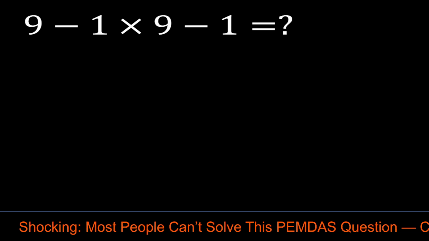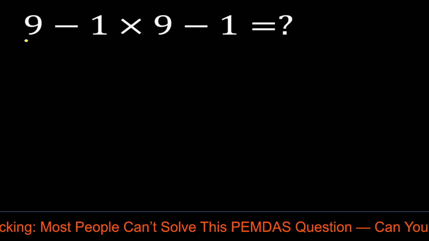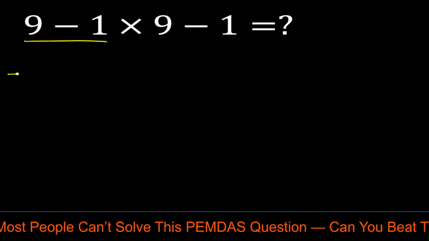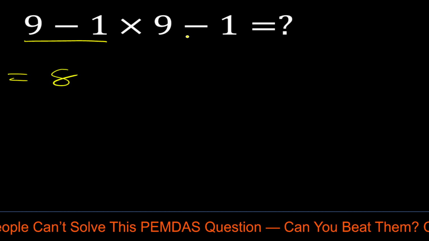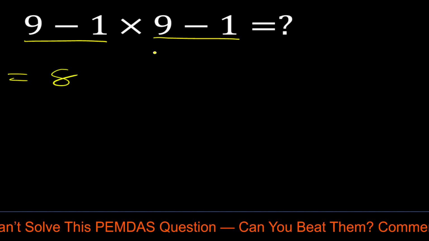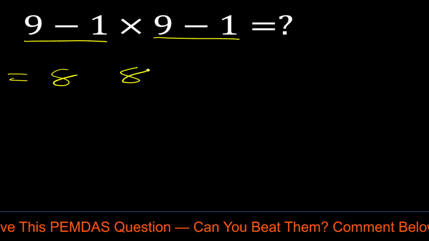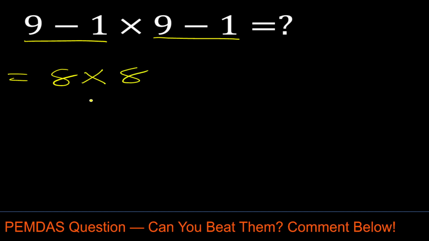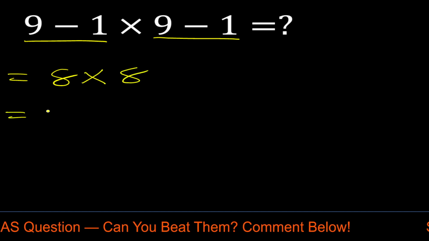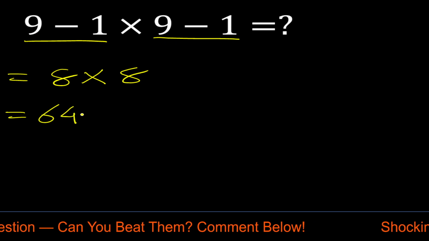So most people solve this question like 9 minus 1. So 9 minus 1 is equal to 8. Then again 9 minus 1. So 9 minus 1 is equal to also 8. Now 8 times 8. So 8 times 8 is equal to 64.